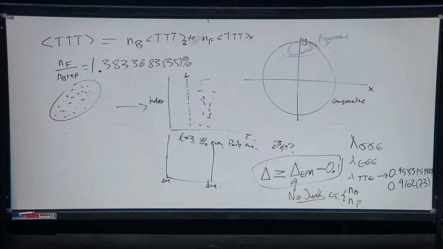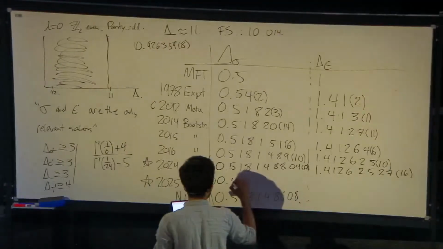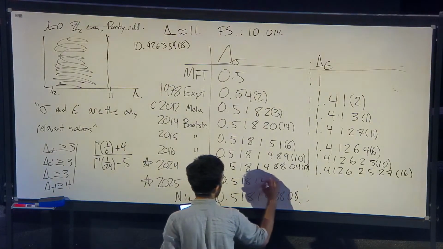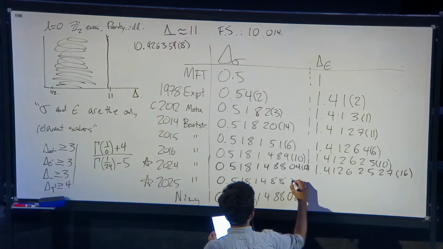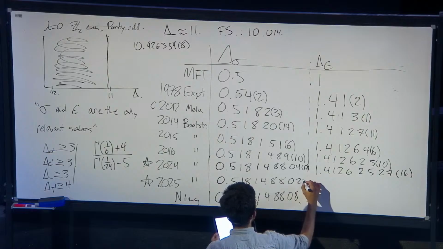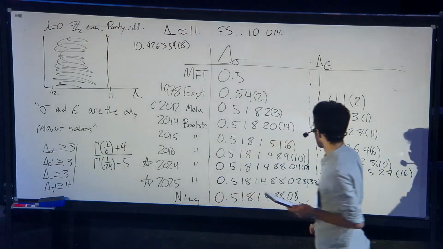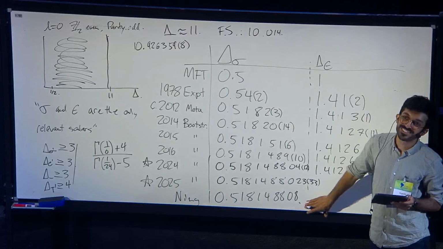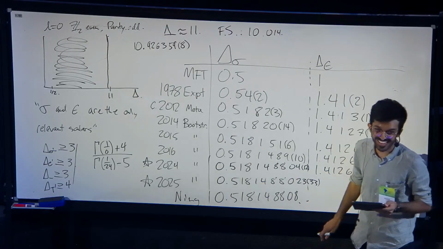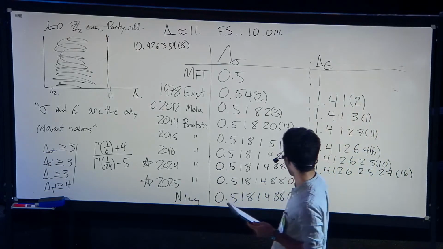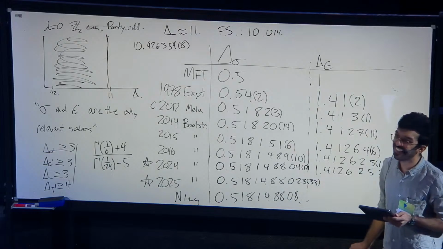So let me now write out the digits of data here. Okay, 0.5181488 0 2333. So unfortunately, I guess we can further modify the assumption.